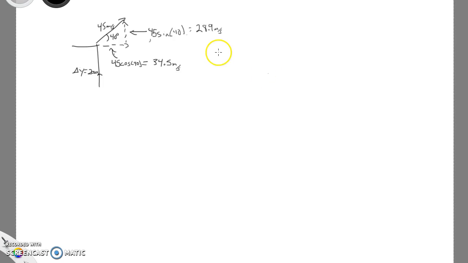Okay, so the next piece, you should have found that the horizontal velocity is 34.5 meters per second. The vertical velocity is 28.9. I found this vertical one by multiplying 45 times the sine of 40. I found the horizontal one by multiplying 45 times the cosine of 40.